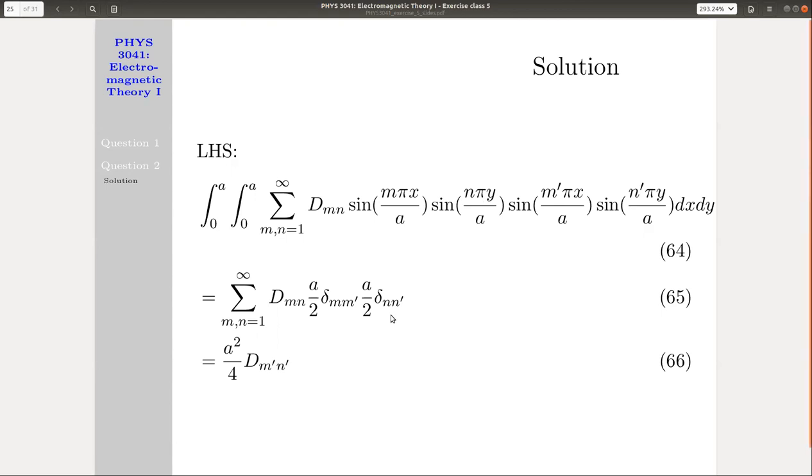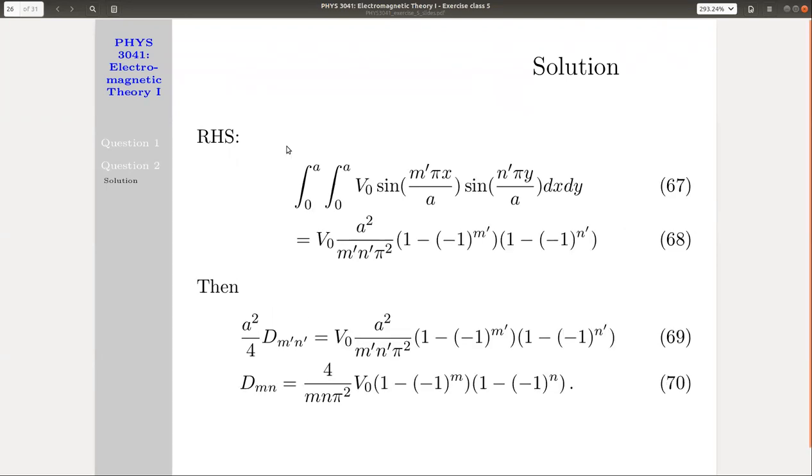Because we have the delta function here, only the terms in this infinite series equal to m prime and n prime will survive. So finally we have a squared over 4 and d m prime n prime, because we replace m by m prime and n by n prime.